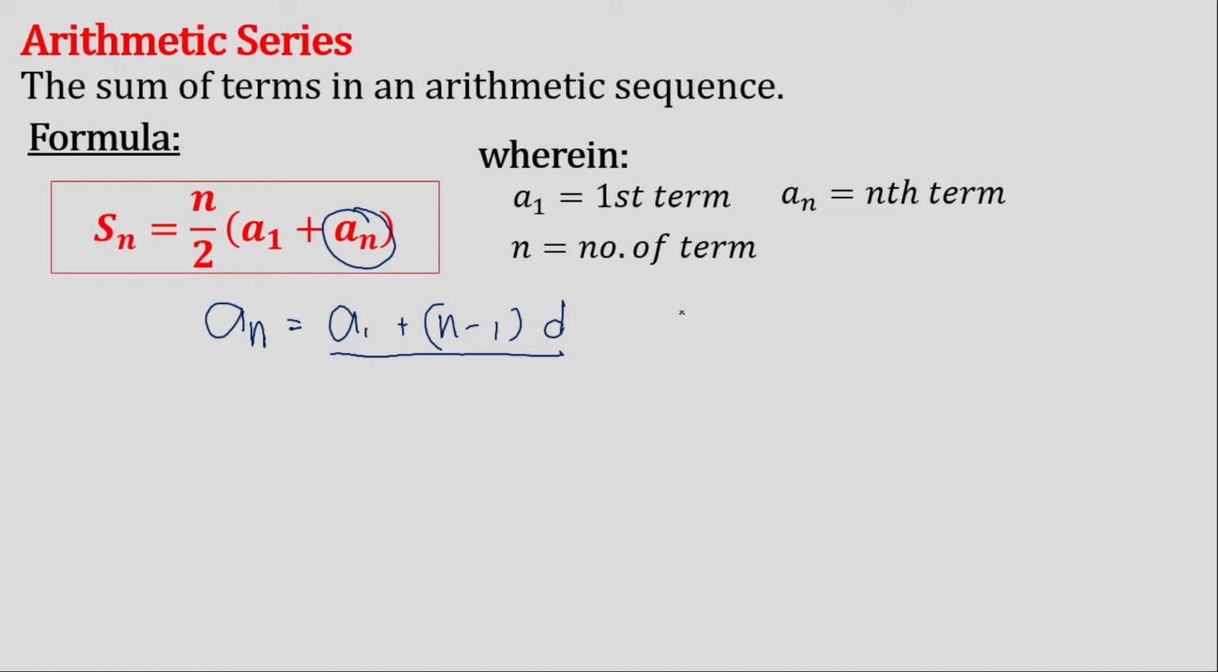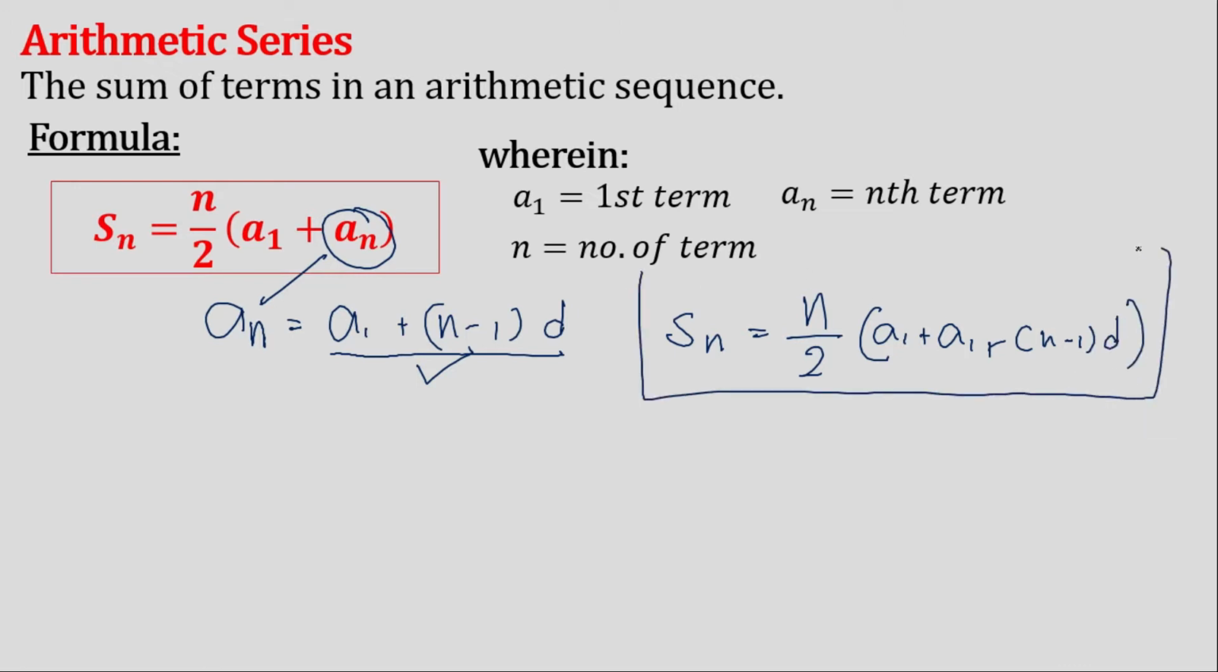So therefore, if we do that, we're going to have S sub n is equal to n over 2 multiplied by a sub 1 plus, again, instead of a sub n, we'll just put this: a sub 1 plus quantity n minus 1 multiplied by d. Now we have a combined formula for the arithmetic series and arithmetic sequence.